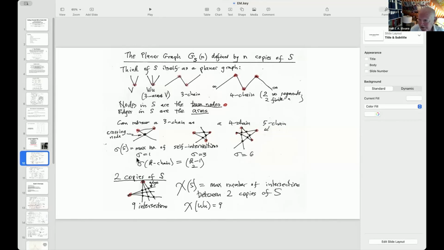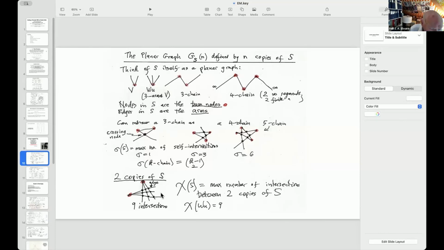Sigma: there are 2 parameters for the shape that are very important. One is the maximum number of self-intersections you can make. For a K chain, it's K minus 1 choose 2. For a V, it's 0. These arms don't intersect each other. They do at the base node, but that's part of the definition, and that doesn't count as an intersection. So we have 2 kinds of intersections: crossing nodes where the arms cross, and the base nodes.